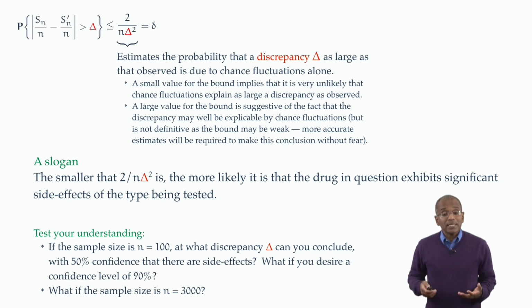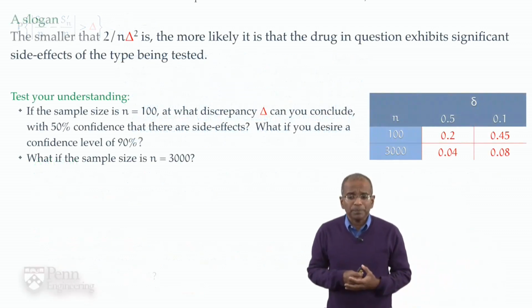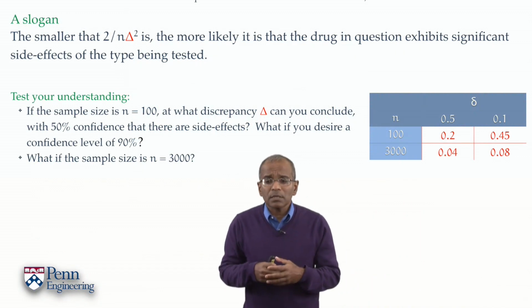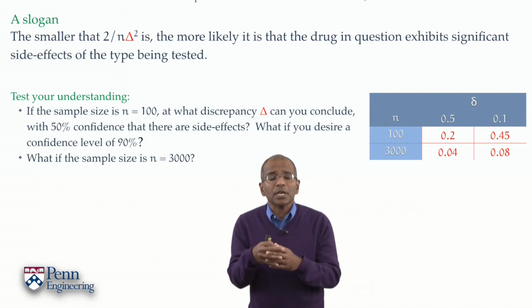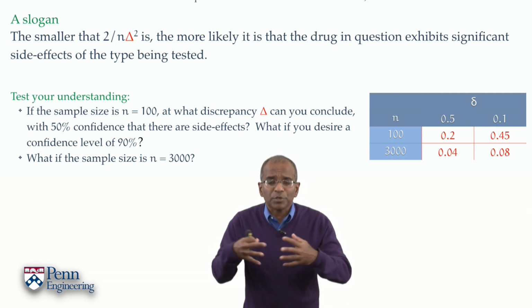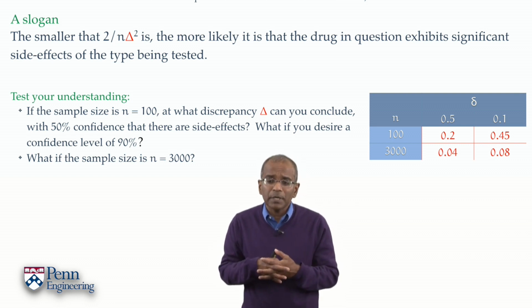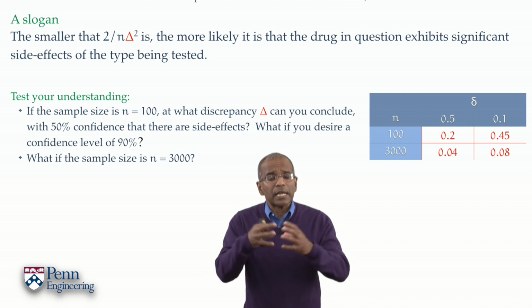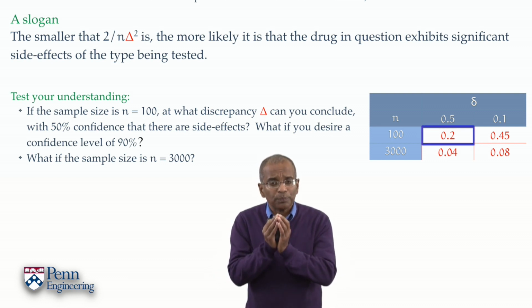All that is requisite is to plug into your favorite calculator the values for little delta being 1 minus the confidence parameter, right? And the value for n. So let's do this without further ado. Suppose n is 100 and the confidence parameter is 50%. In other words, we want a confidence of 50%. And so delta is now 0.5. We find that the discrepancy, big delta, is now 0.2.